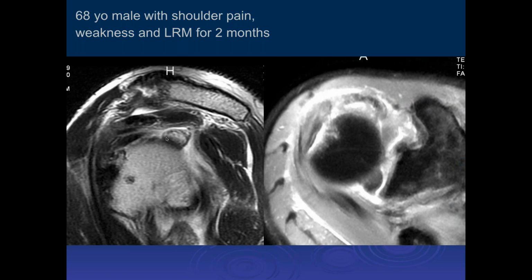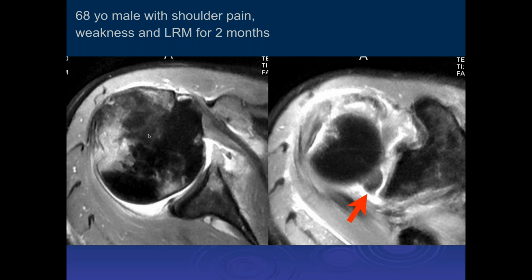Here are further images. This just shows that glob of fat floating around in the joint space here, and all the other kind of injuries. And here, now this looks more like a Hill-Sachs impaction injury. This really looks like a Bankart injury.